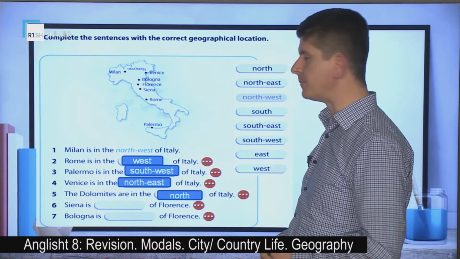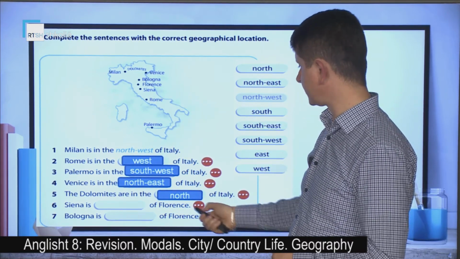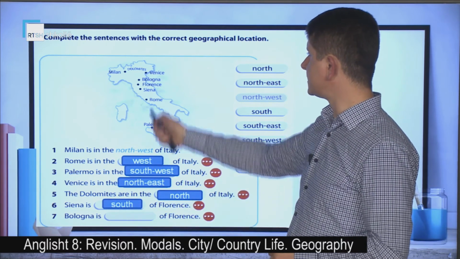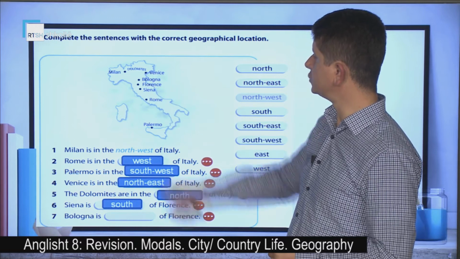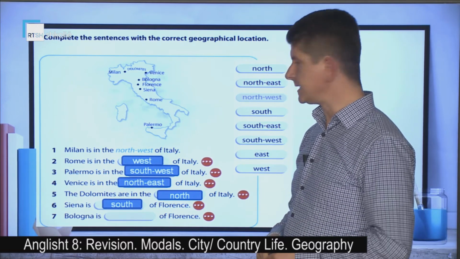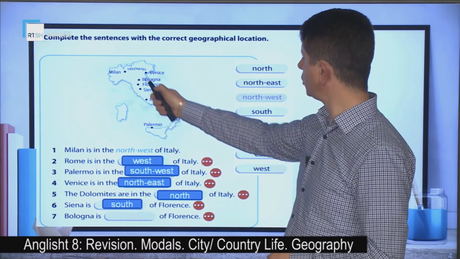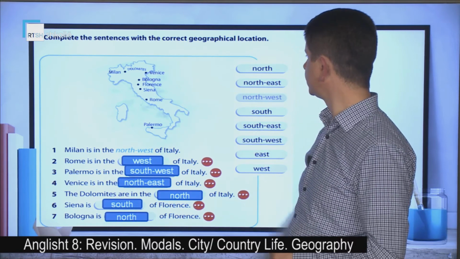Dolomites. Number 6, Siena is south of Florence. Be careful, not of Italy, but of Florence, is in the south of Florence. Pra, Siena në jug të Firences. The last sentence, Bologna is north of Florence. Bologna, north of Florence, is in the north of Florence. Në veri të Firences.